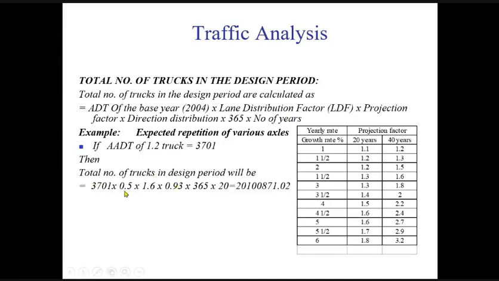This is directional distribution, and that distribution is 0.55 now. It used to be 0.5 on those days. Then the lane distribution factor is 0.93, right? And this is from the PCA manual I have shared. But don't worry, you can use that 0.9 that I previously shared with you in the flexible pavement design.